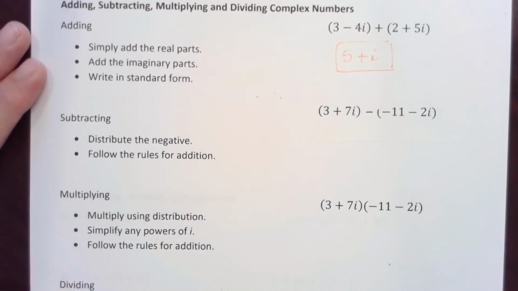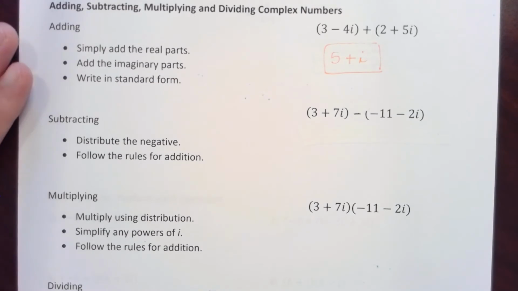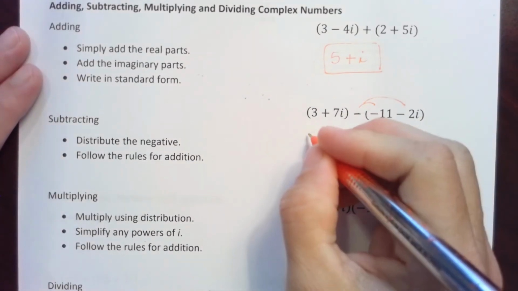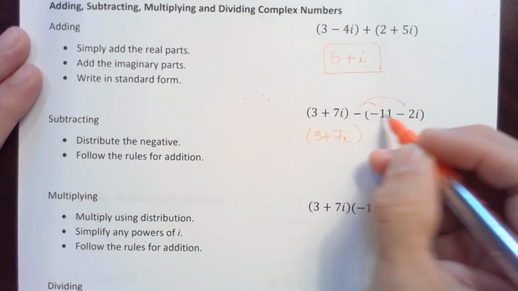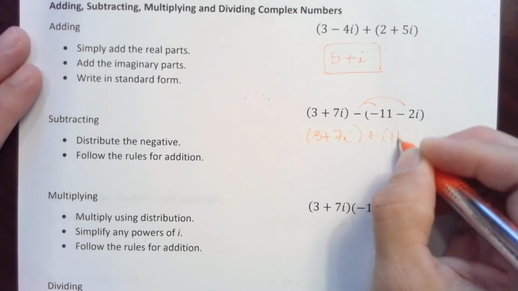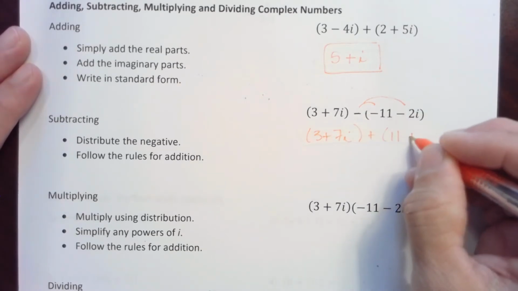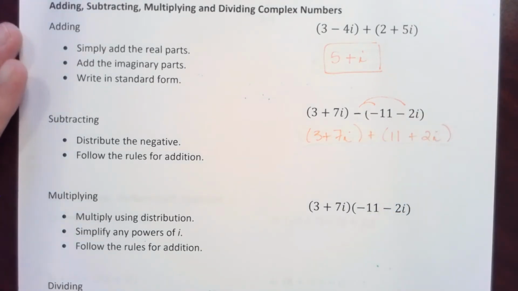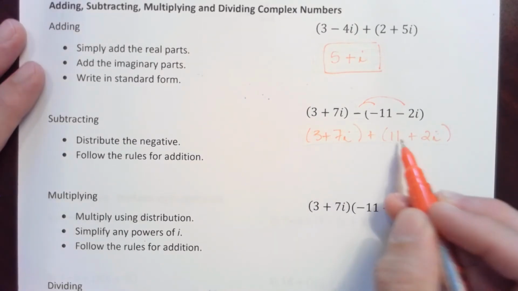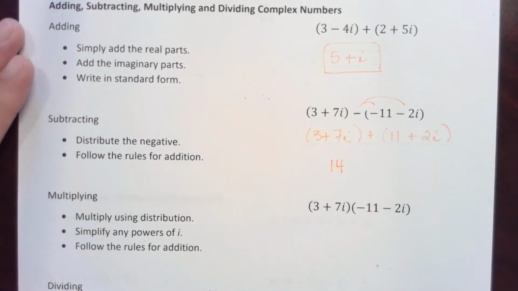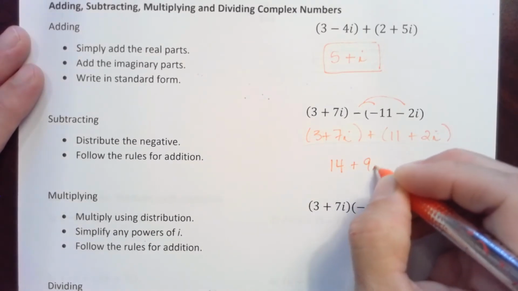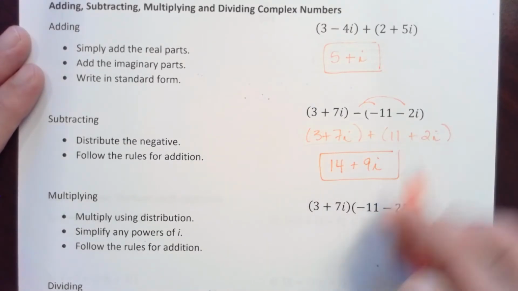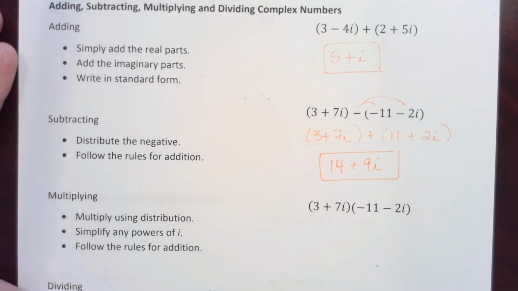When you subtract complex numbers, just distribute the negative first, and then treat it like addition. So we have 3 plus 7i. Negative times negative is a positive. Now we just add them. 3 plus 11 is 14. 7i plus 2i is 9i. Real plus imaginary.